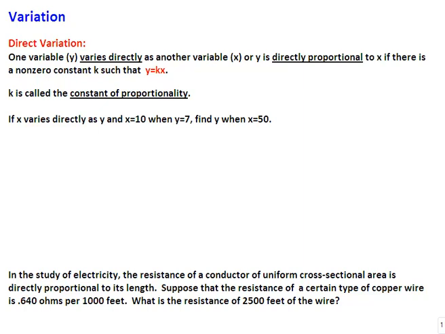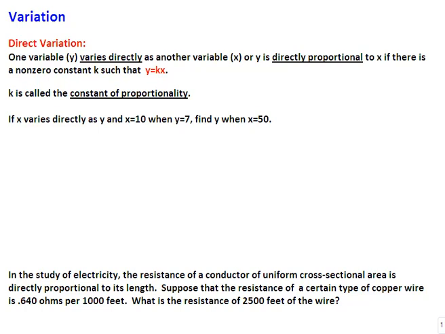We say that one variable y varies directly as another variable x, or y is directly proportional to x, if there is a non-zero constant k such that y equals k times x. K is called the constant of proportionality. So k is just a number, and what you have is one variable y is just a constant times your other variable.